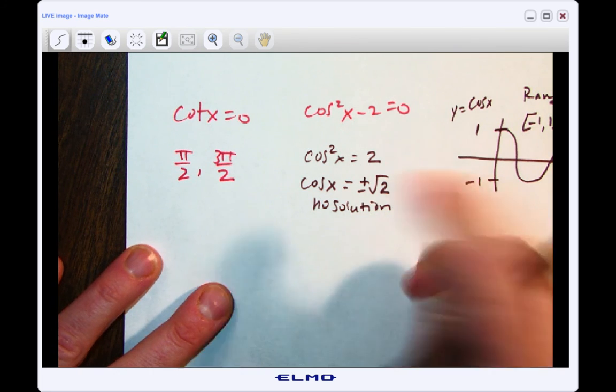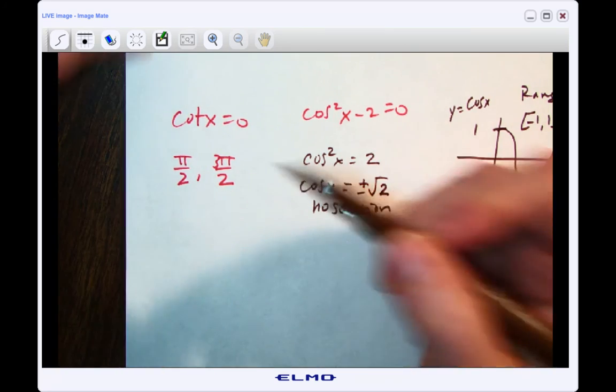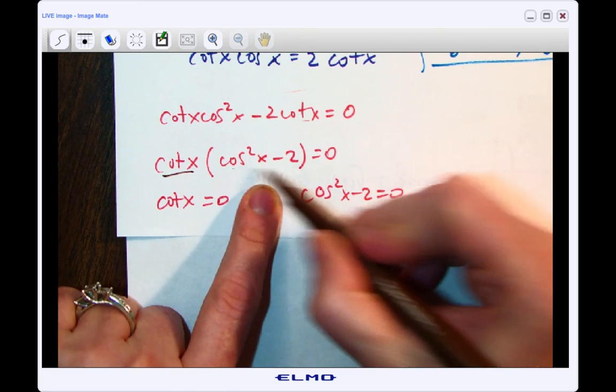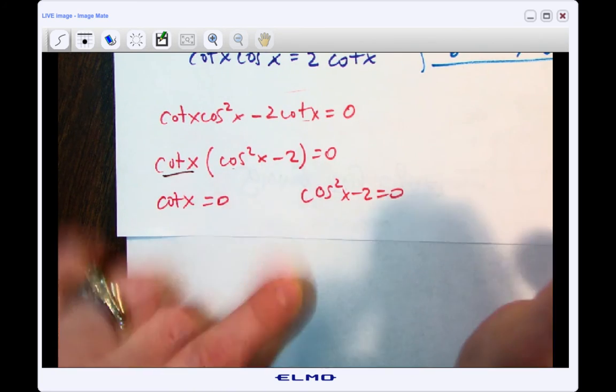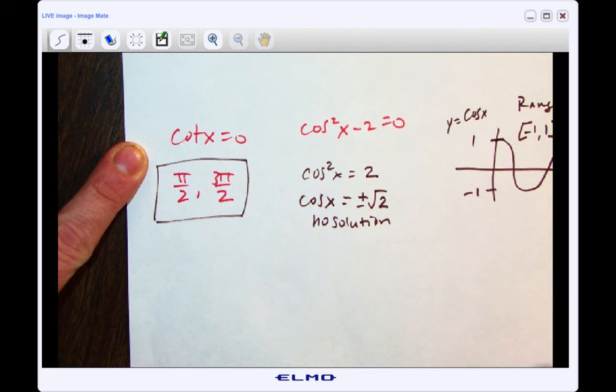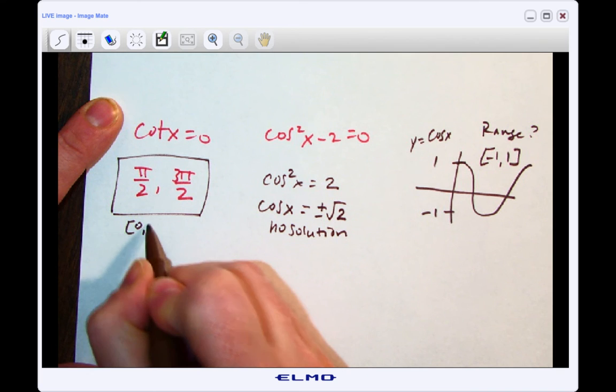There's no solution to this one, which means the only thing that'll make it 0 is if this one were 0. So this guy has to be the one that comes out to be 0, because there's no way to make this one 0. So the only two solutions between 0 and 2 pi would be these ones. So that would be if we were doing between 0 and 2 pi.